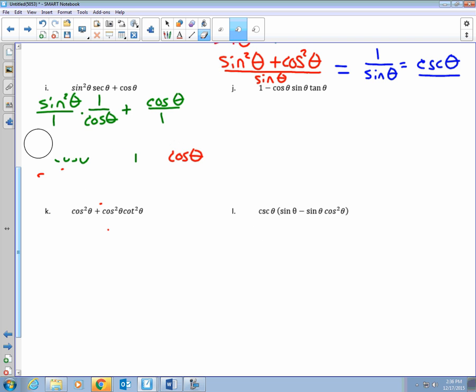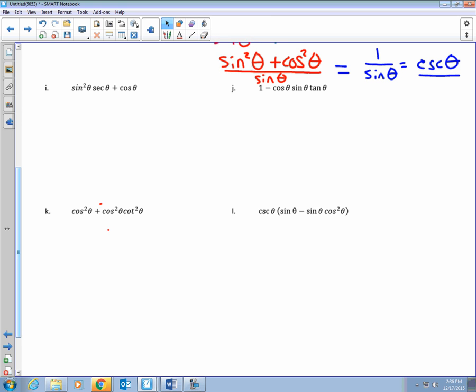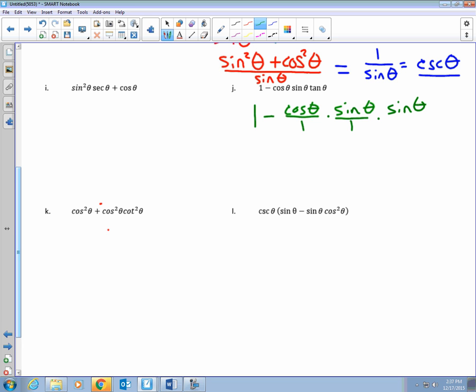Okay, 3 more. I changed my mind. 1 minus cosine over 1 times sine over 1 times, what about tangent? Sine over cosine. So the reason why I wrote it like this is because I knew tangent would be a fraction. So I wrote them as over 1. I don't want to change them. I just want things in terms of sine and cosine.